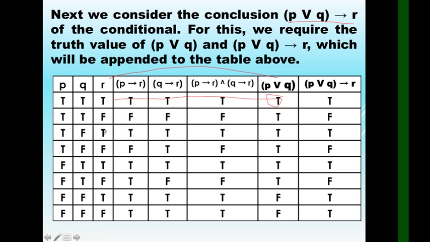T and T, we have true. T, F, so it's false. T and T is true. T, F is false. F, T is true. And F, F is true. I repeat, for the implication or implies, that is the conditional, the rule is T followed by F is always false. And the rest is true.